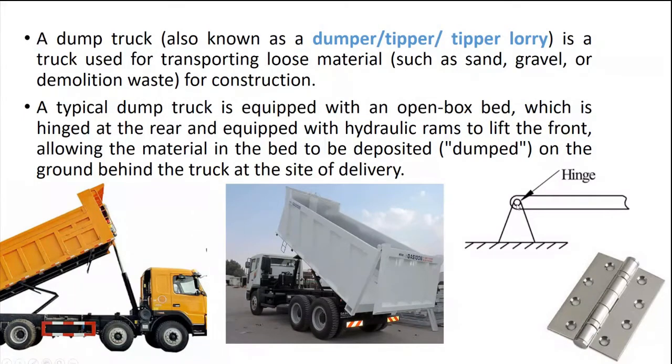Hinge means this type of connection. It moves around one point. That means you can consider this as an arm, and this arm can move radially. This is the most common example which you see every day in windows or doors, in home, hostel, everywhere. So this is a hinge connection. That means we can move the member in one direction only.